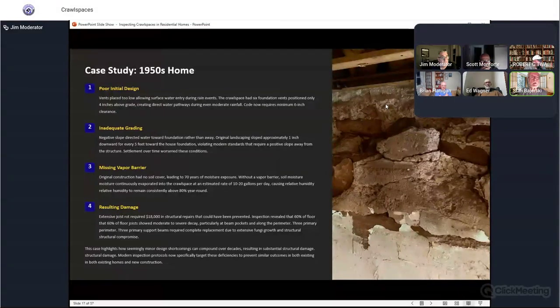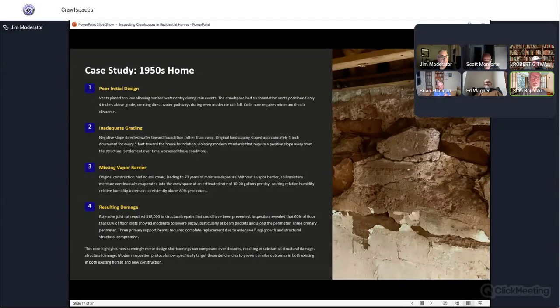Missing vapor barrier. I still see these crawl spaces with none, and maybe very little, if any, insulation in the floor joist or beam. So original construction had no soil cover, leading to 70 years of moisture exposure. Without a vapor barrier, soil moisture continuously evaporates into the crawl space at an estimated rate of 10 to 20 gallons per day, causing relative humidity to remain consistently above 80% year round.